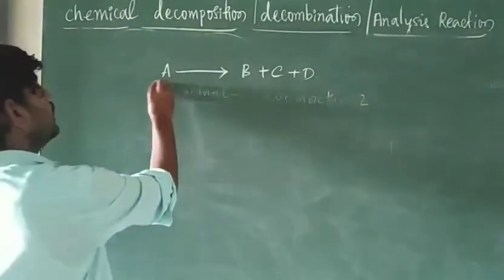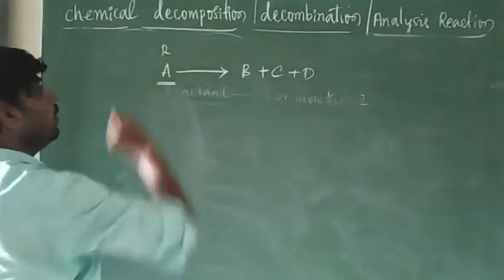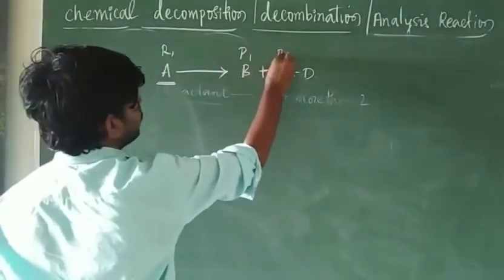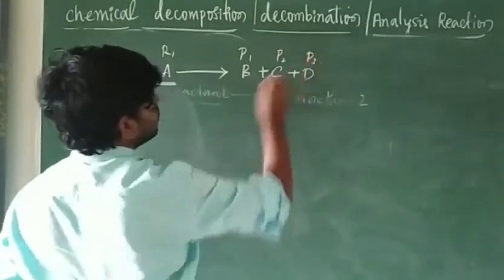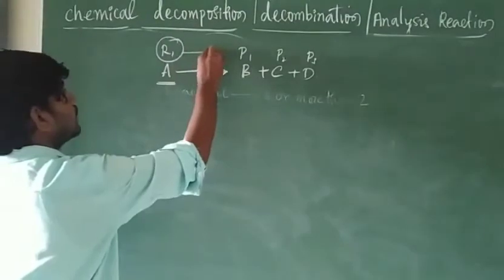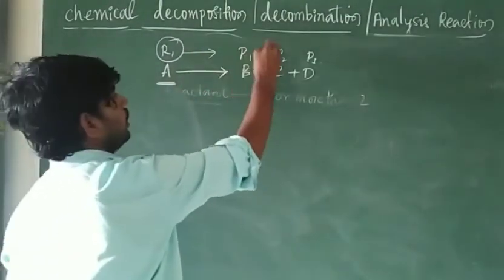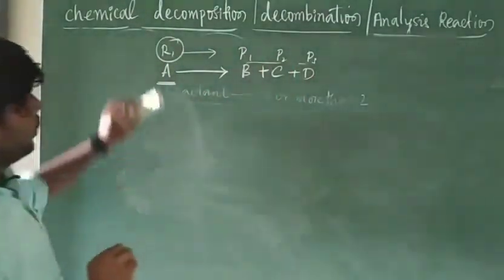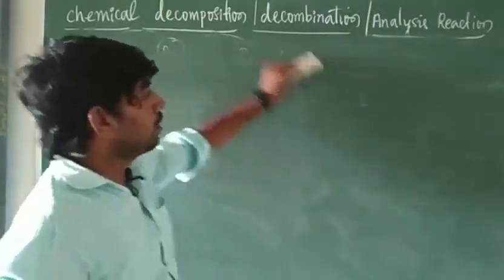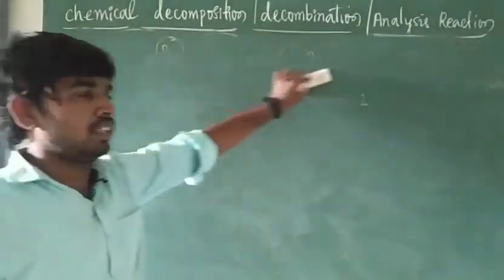Single reactant: how many reactants are there? Only one reactant. How many products? Product 1, product 2 and product 3. A single reactant reacts by itself to form 2 or more products. This kind of reaction we call chemical decomposition, decombination, analysis reaction.